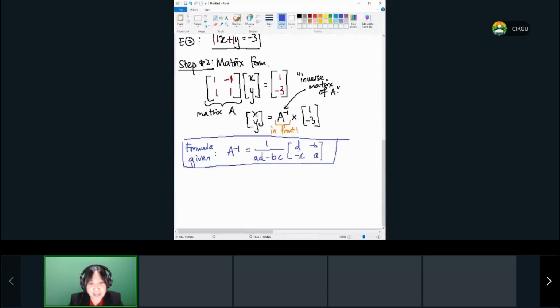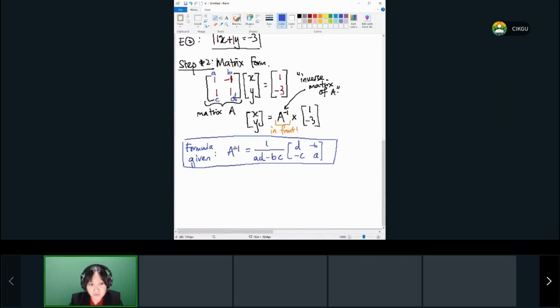But they never tell you what ABCD is. So some students are given the formula already but still don't know what to do with it because they don't know what ABCD is. Very easy, actually. I named this matrix as matrix A, so my ABCD is here. This is my A, this value is my B, this one is my C, and this one is my D. Always in this order: A, B, C, D.